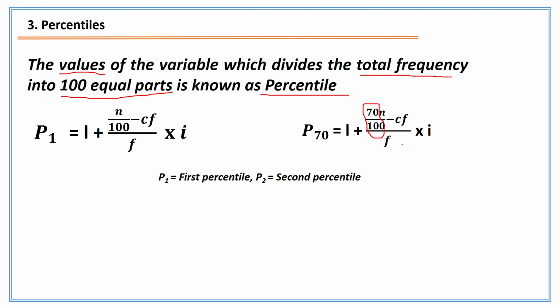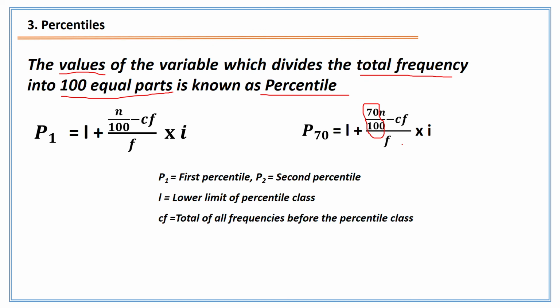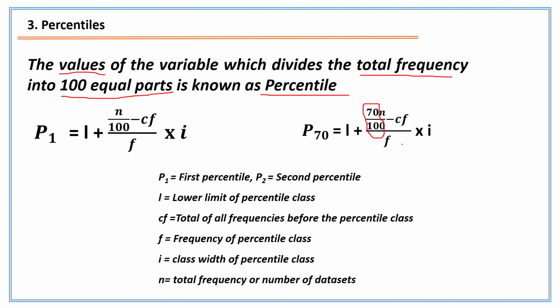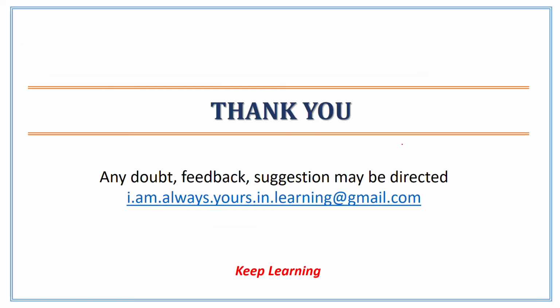Here also P1 is the first percentile, P2 is the second percentile, L is the lower limit of the percentile class, Cf is the total of all frequencies before the percentile class, small f is the frequency of the percentile class, i is the class width of the percentile class, and N is the total frequency or number of data points. I hope the concepts of quartile, decile and percentile are clear to you. In my next video we will see some examples on it.